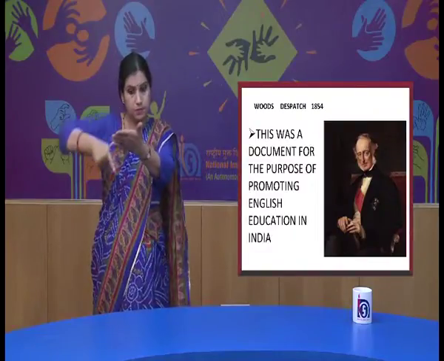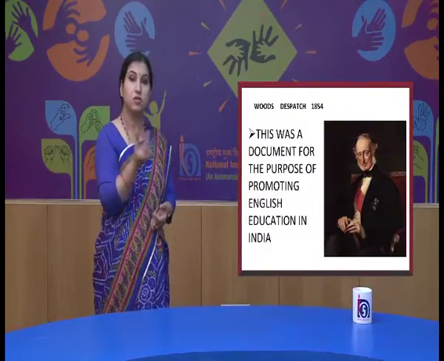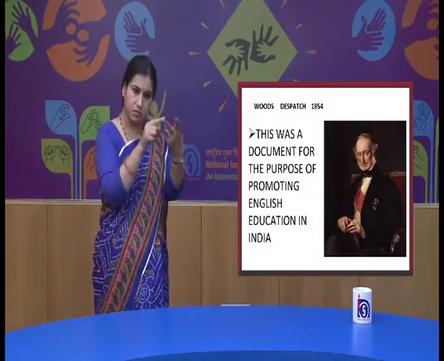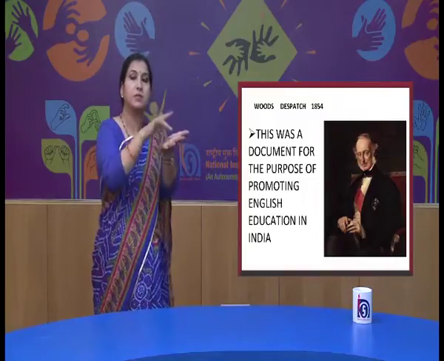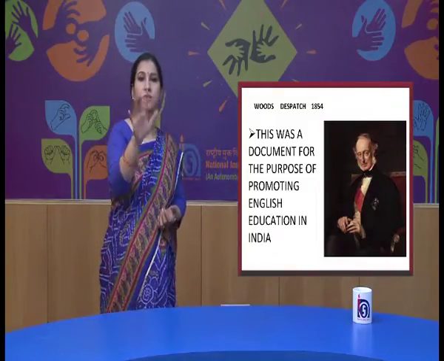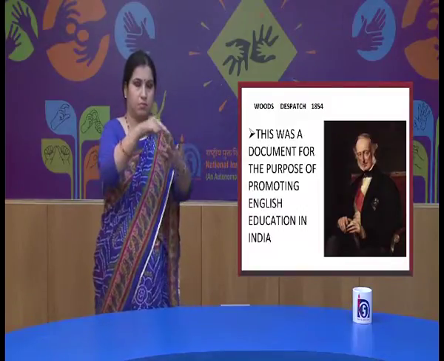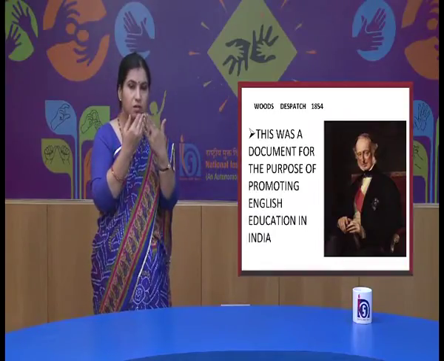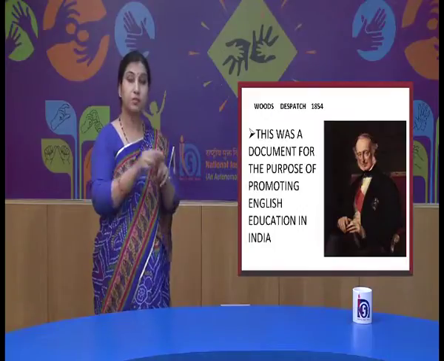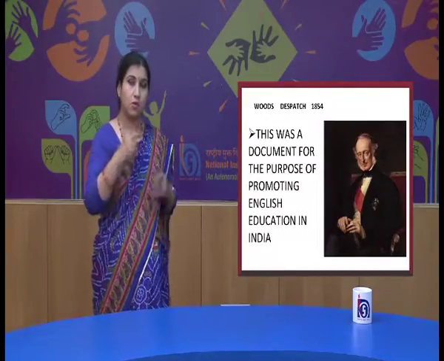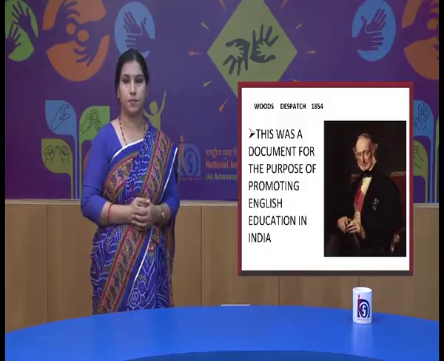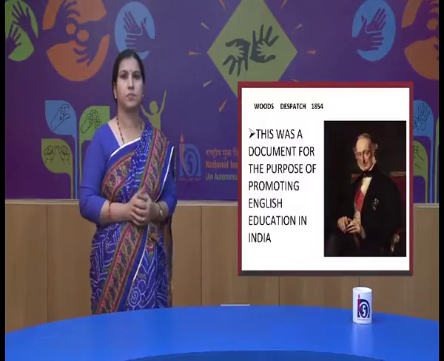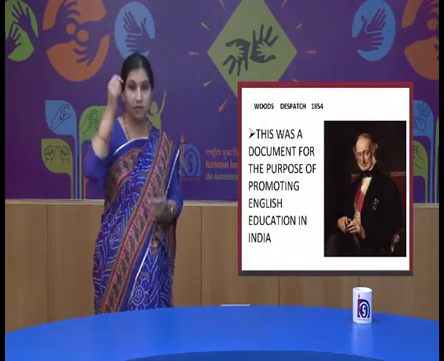Under it, universities were opened in the cities of Calcutta, Madras, and Bombay in the year 1857. Department of Education were opened in all the states and few English colleges were also opened. In short, the objective of the Wood's Dispatch was the spread of English education in India.